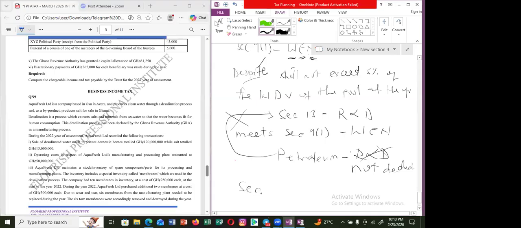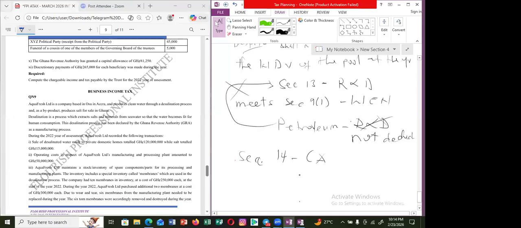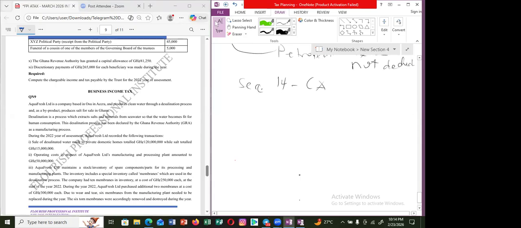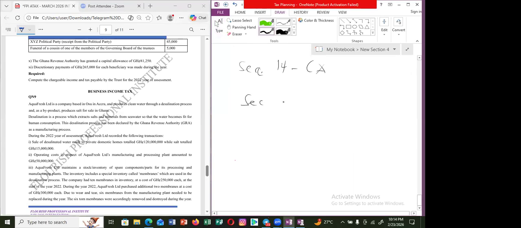And section 14 talks about capital allowance, which we all know too much about. We know possibly too much about it. Every person writing C knows about business income tax and capital allowance. For those two topics, it's just about practice. And then section 15 talks about losses on realization of assets and liabilities.